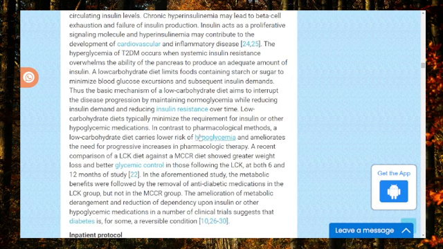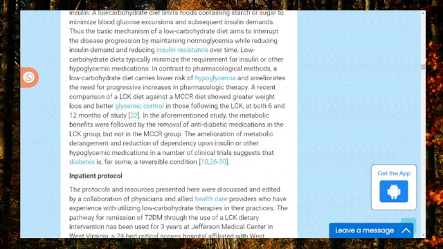In contrast to pharmacological methods, a low carbohydrate diet carries lower risk of hypoglycemia and ameliorates the need for progressive increases in pharmacologic therapy. A recent comparison of the LCK diet against the MCCR diet showed greater weight loss and better glycemic control in those following the LCK at both 6 and 12 months of study, reference 22.